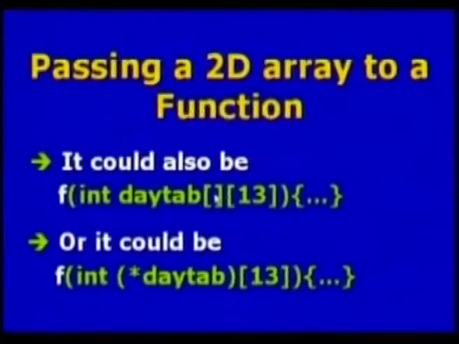The important thing to notice in here is that the number of rows is irrelevant because what I'm passing is actually a pointer rather than a value.